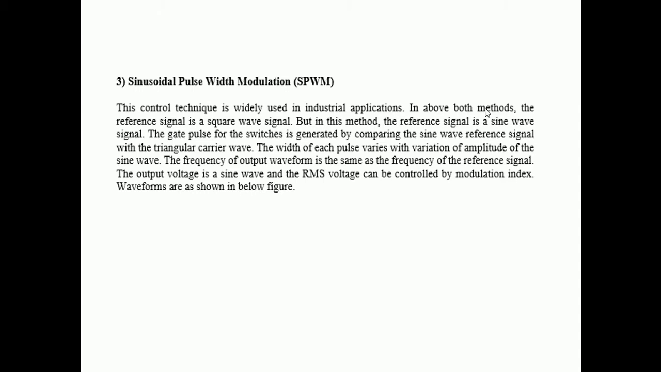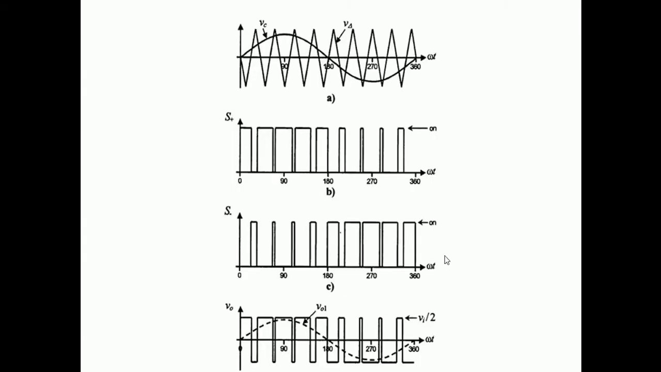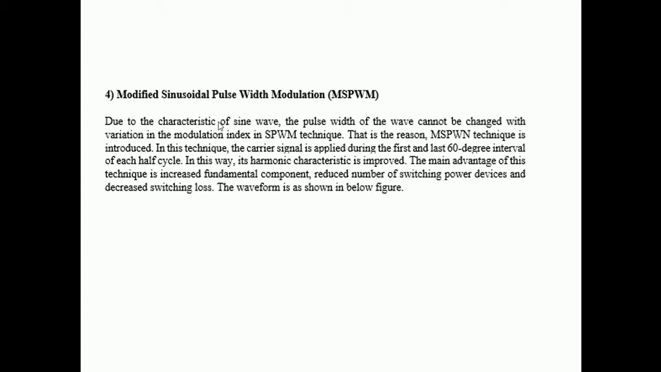In this method, the reference signal is a sine wave signal. The gate pulse for the switches is generated by comparing the sine wave reference signal with the triangular carrier, where the width of each pulse varies with the variation of the amplitude of the sine wave. The frequency of the output waveform is the same as the frequency of the reference signal. The output voltage is a sine wave, and the RMS voltage can be controlled by modulation index. The waveforms are shown. So this is the sinusoidal PWM.